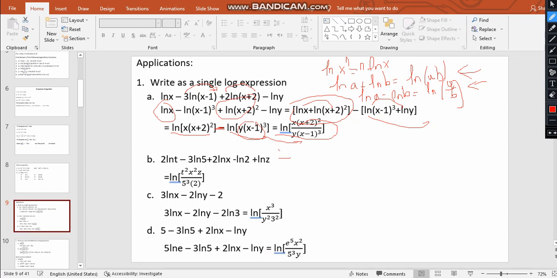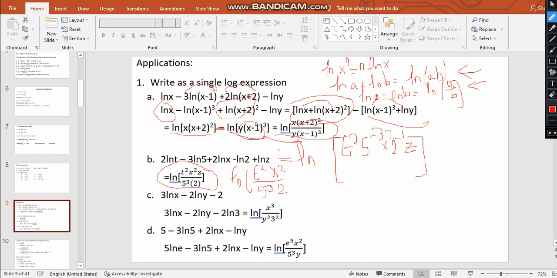Or you can do it directly from now on. If you want to write this one directly, ln, you put this one, t square. You can write it like this if you want to write everything up. And if the power is negative, what do you do? You take it down. Or directly, it is ln t square, because you have ln 5 negative, so 5 cubed goes down, x square 2 power 1 goes down, and z goes up.